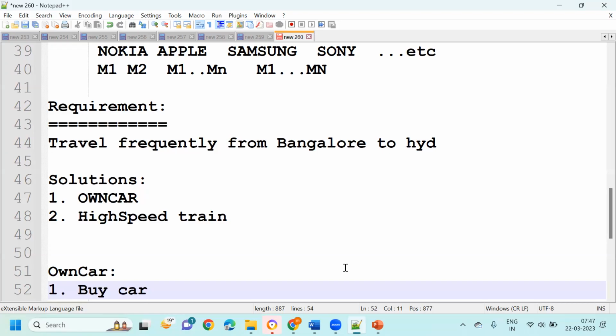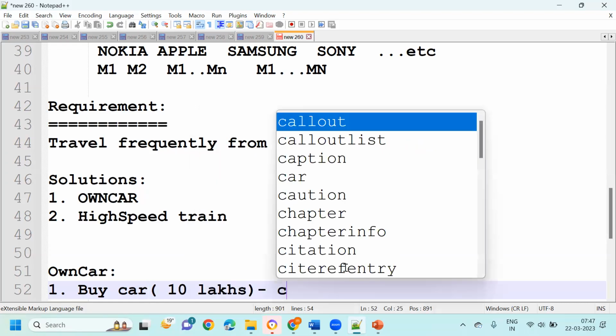First, you need to buy the car. If you want to buy the car, you need to spend a bulk amount here, minimum 10 lakhs. First, you need to spend a bulk amount. Who has to spend this amount here? Customer.